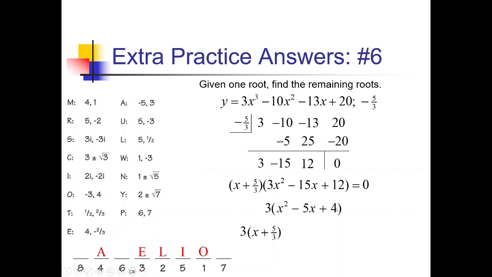Things that multiply to 4 and add up to negative 5. 1 and 4 works if they're both negative. So I can write x minus 1 and x minus 4. Zeroing everything out, I get x equals negative 5/3, which I already had, x equals 1, and x equals 4. So let me look for 1 and 4. That's going to be M right there. So that's going to be 6 for M.